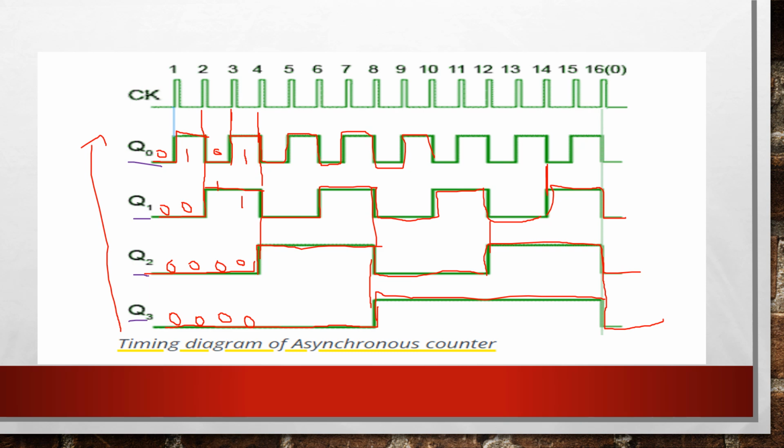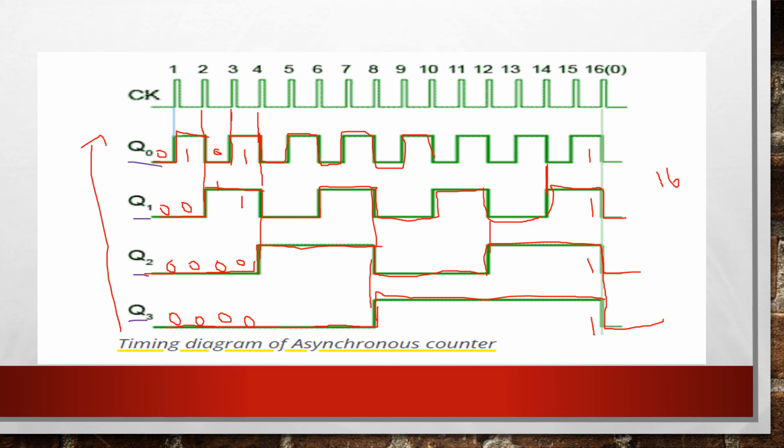it is 0, 0, 0, 0, which is 0. Next 0, 0, 0, 1, which is 1. 0, 0, 1, 0, which is 2. 0, 0, 1, 1, which is 3. Likewise, the counting goes on till 1, 1, 1, 1, which is the last state, 16.